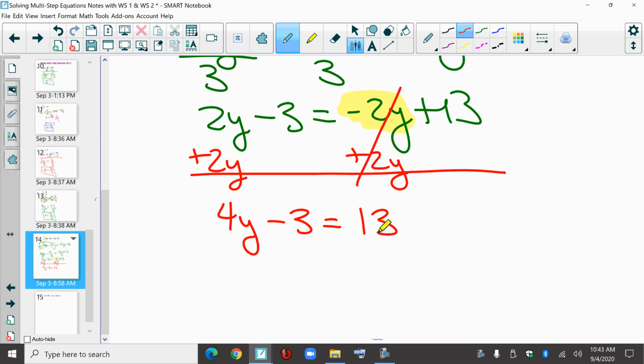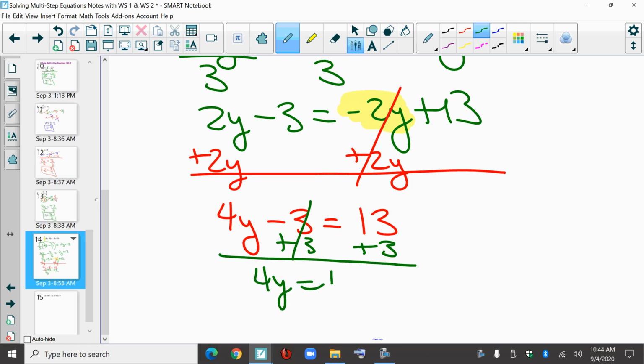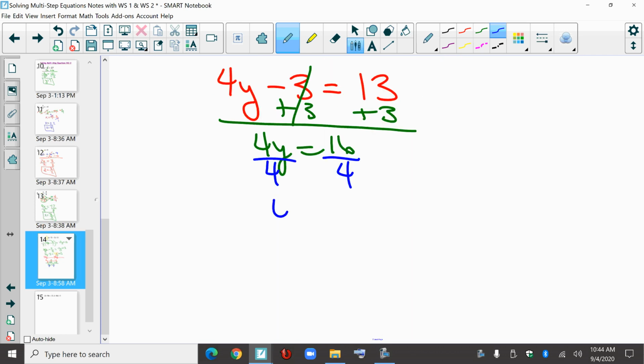Again, we're solving for y. So how do I go about this? I'm going to add the 3 to both sides under its like term. So 4y is equal to 16. Divide by 4, and you're going to get y is equal to 4.